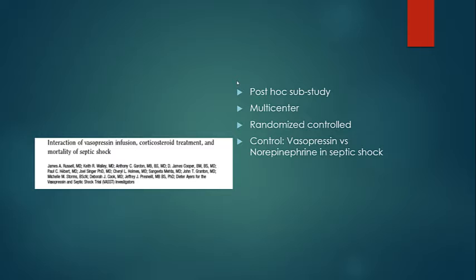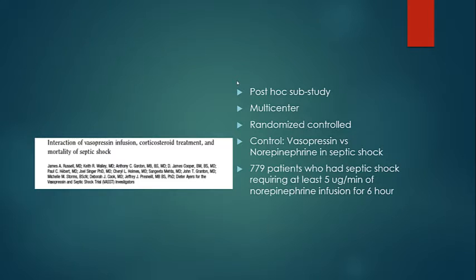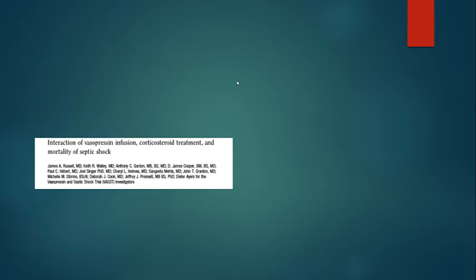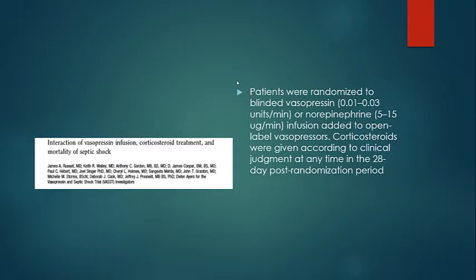We included 27 ICUs in Canada, USA, and Australia, and a total of 779 patients who had septic shock requiring at least 5 mcg of norepi for 6 hours. It was blinded, meaning that patients were randomized to vasopressin, at a dose of 0.01 to 0.03 units per minute, or levo, 5 to 15 infusion, added to an open-label vasopressor. So you can choose whatever you want. And the corticosteroids were given according to clinical judgment. There was no criteria for that.